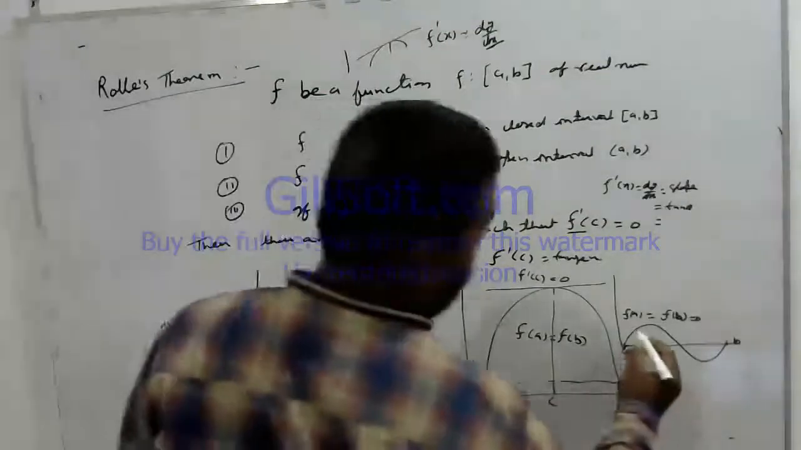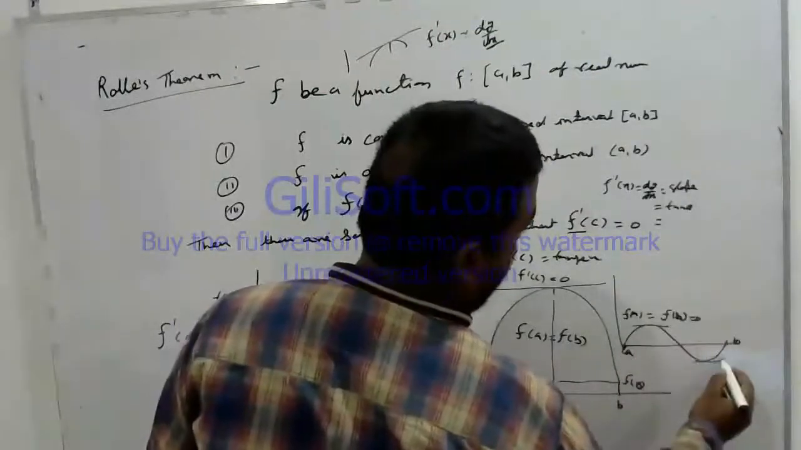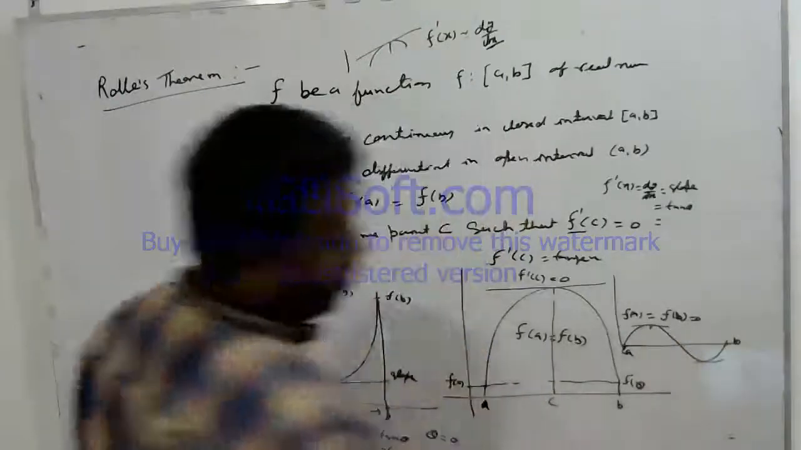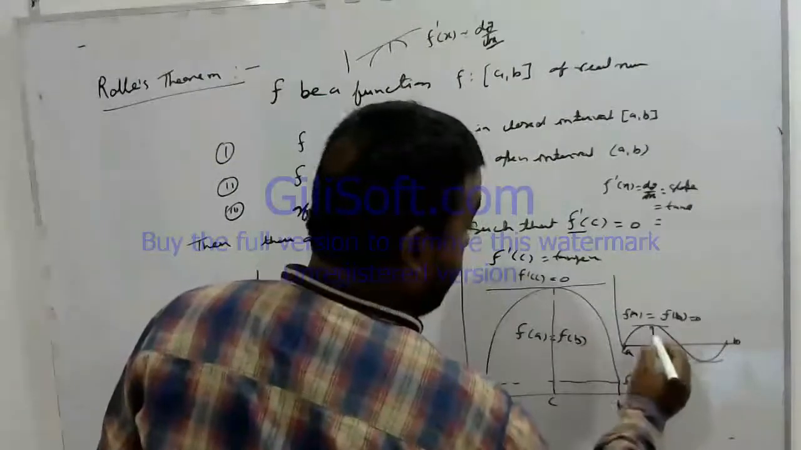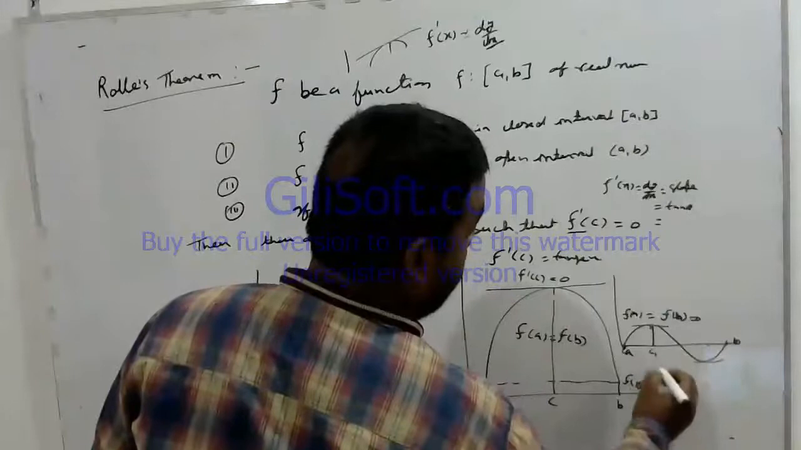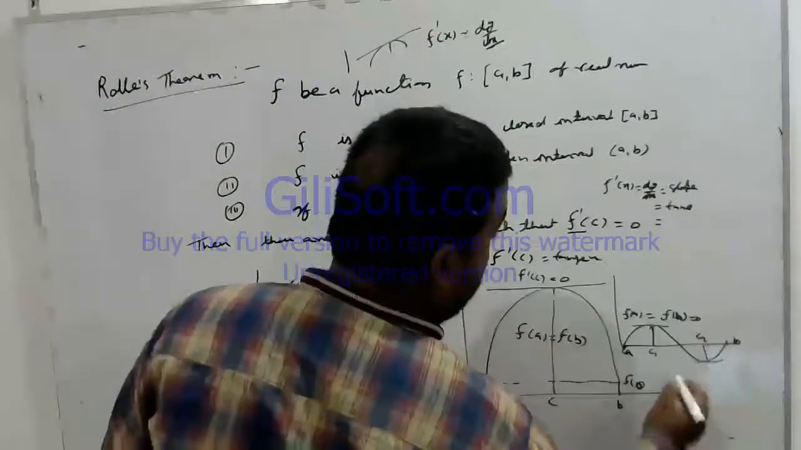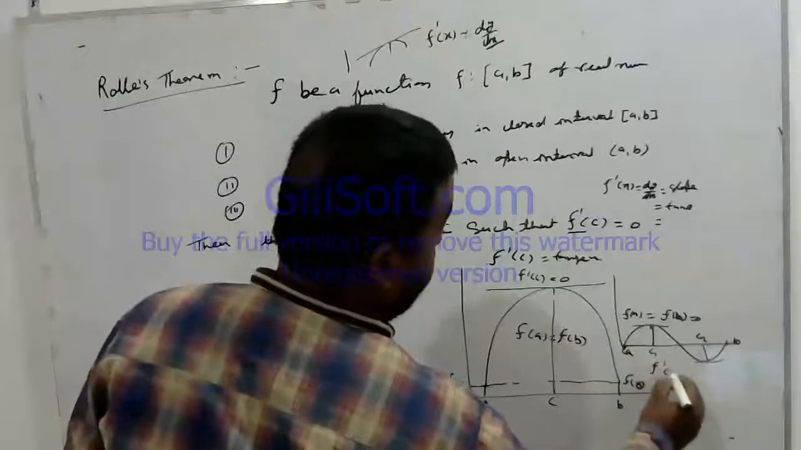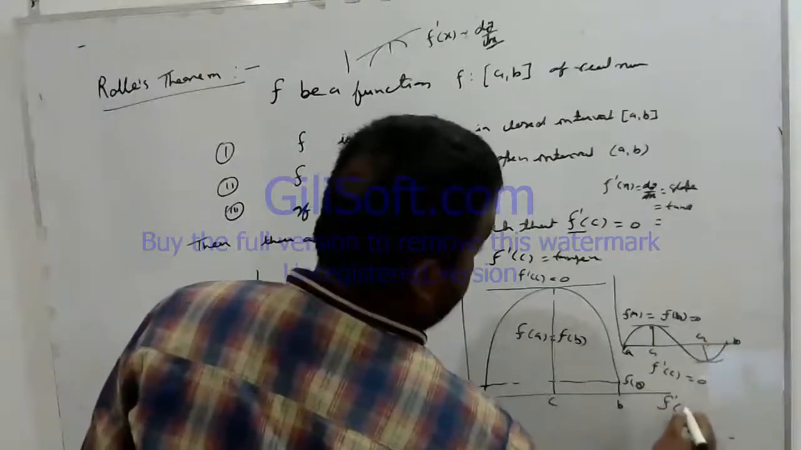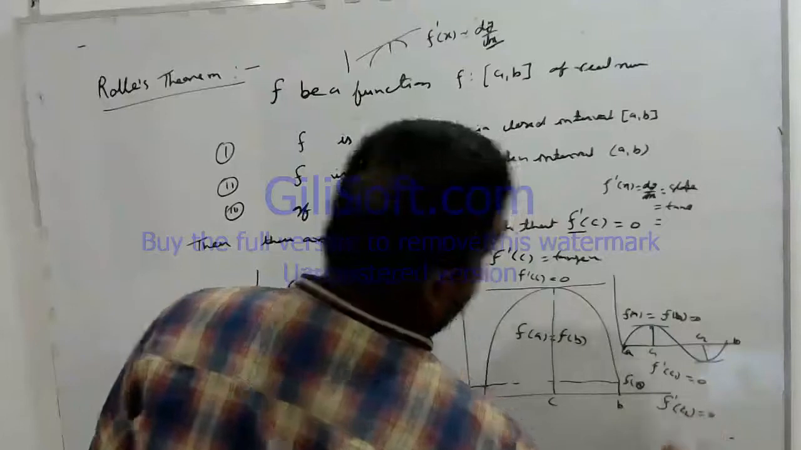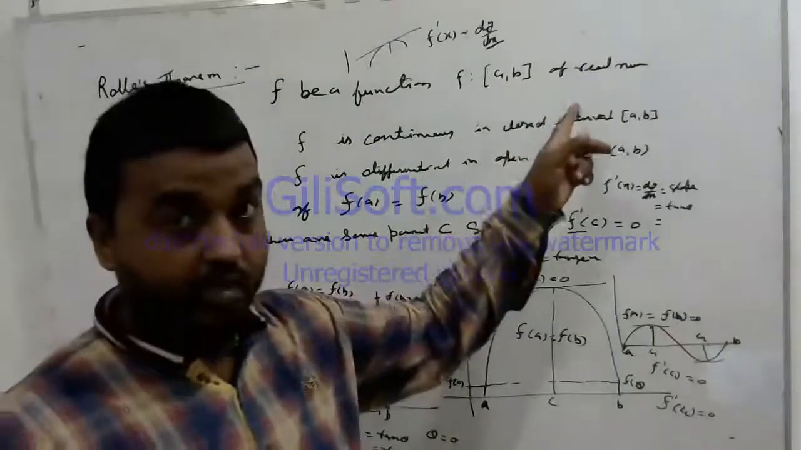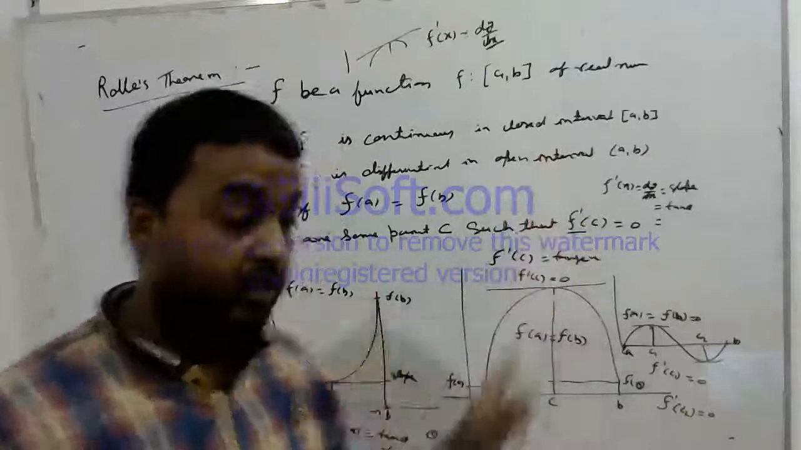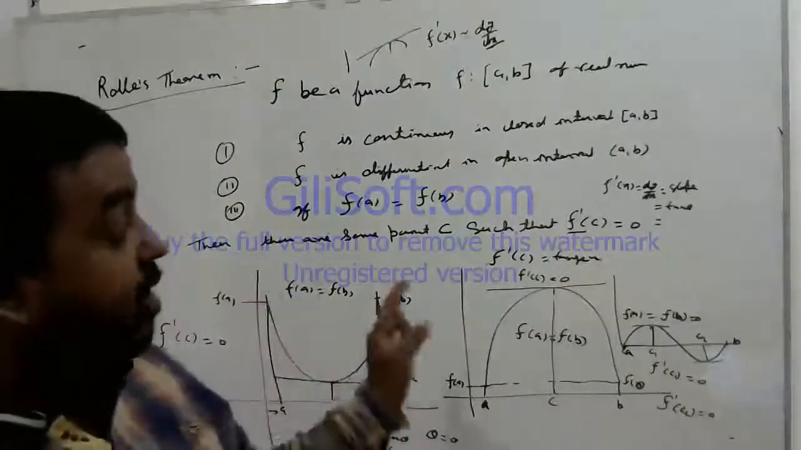Suppose that there is a point and there is another point where we draw the tangent. These tangents are parallel to the x-axis. Let us suppose this is point C1 and this is point C2. So f dash c1 is equal to 0, and f dash c2 is equal to 0. It means it is not necessary that there is only one point between the given interval a and b. It may be more than one point.